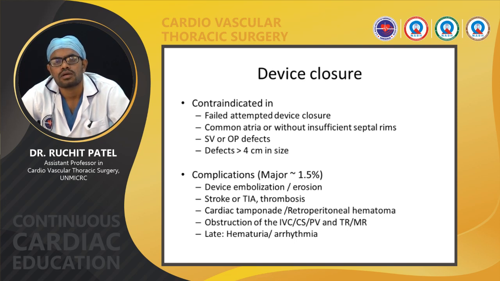Complications: major complications occur in around 1.5% of cases. That includes device embolization or erosion over time. There may be stroke or thrombosis at the device level, and there is a risk of artery rupture, or injury to the atrium leading to cardiac tamponade or retroperitoneal hematoma. In cases of larger devices, there are chances of obstruction at the level of the SVC, IVC, or coronary sinus, or it can lead to tricuspid or mitral regurgitation. Late complications include hematuria due to hemolysis by the device, or arrhythmias.